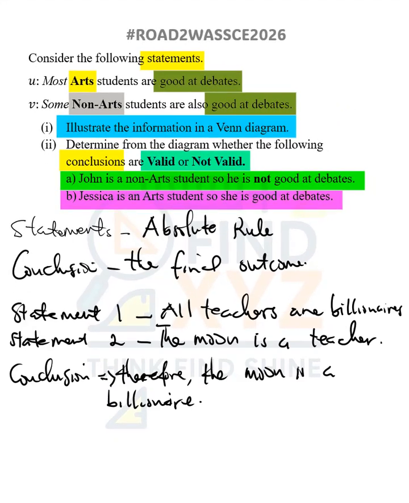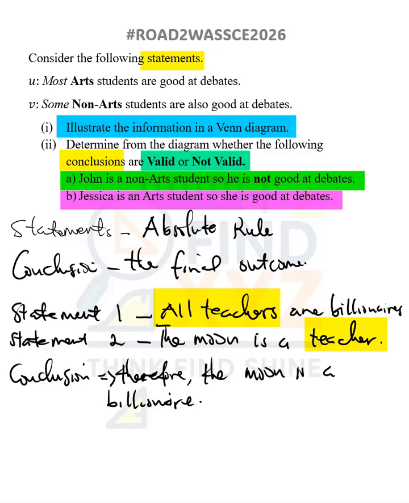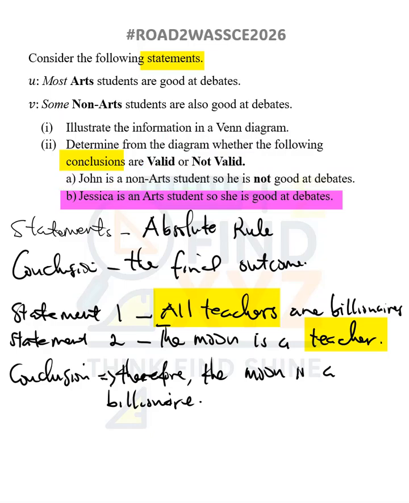So we have two statements. All teachers are billionaires. Man, I really wish, right? But that is strictly false. But in logical reasoning, you cannot bring outside knowledge or common sense into the problem. So we are just considering the given statement. There are rules that we have to follow. And the rule is that all teachers are billionaires. So we have to accept it. Don't bring your common sense here.